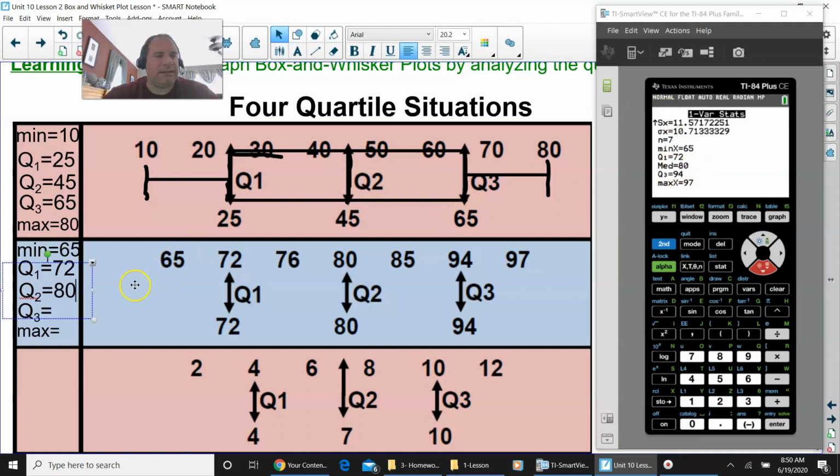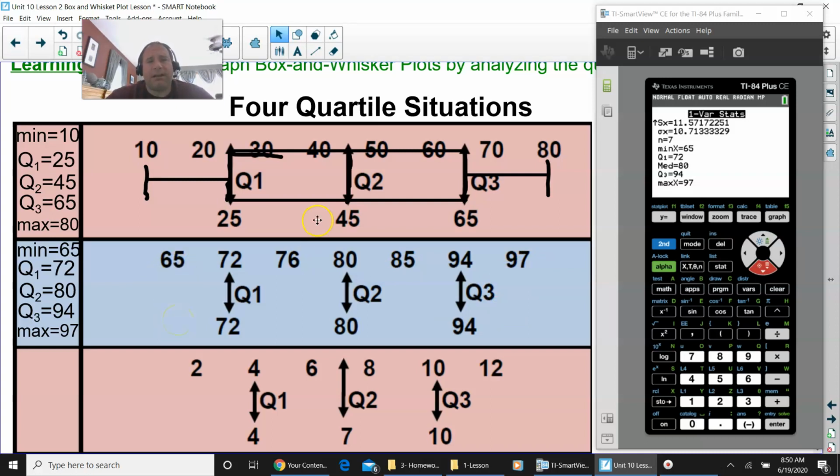Quartile 3 is 94. I'm just letting the calculator tell me what it is. And the max is 97. The only way you could get this wrong is if you input incorrectly. And look, quartile 1 is 72. Quartile 2 is 80. Quartile 3 is 94, and the max would be 97, and the min would be 65.